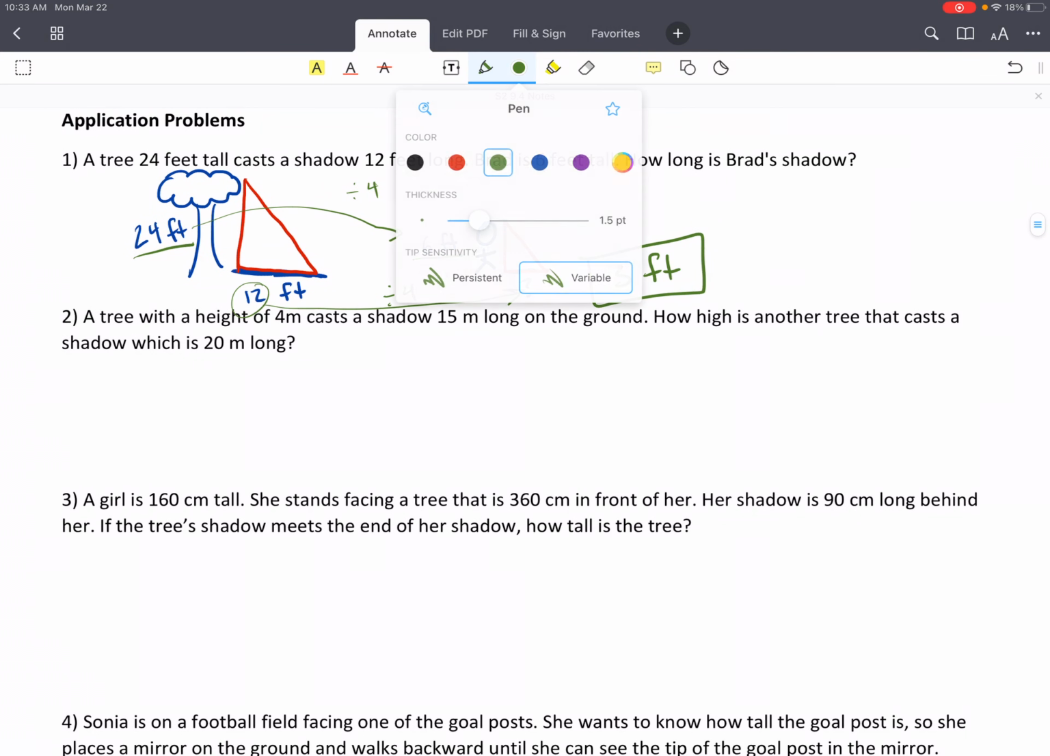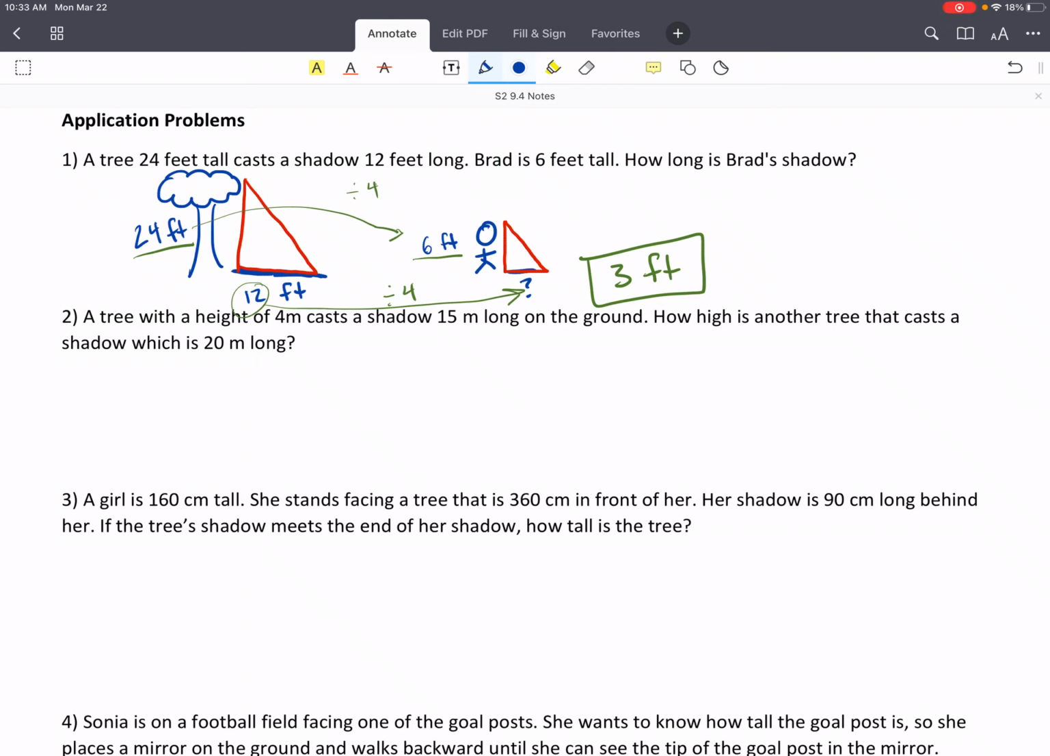Look, we have more trees, because trees are nice. You don't necessarily have to draw the full tree. If you just want to go ahead and draw the triangle, you can. I have a tree with a height of 4 meters, casts a shadow that is 15 meters long. How high is another tree that casts a shadow that is 20 meters long?